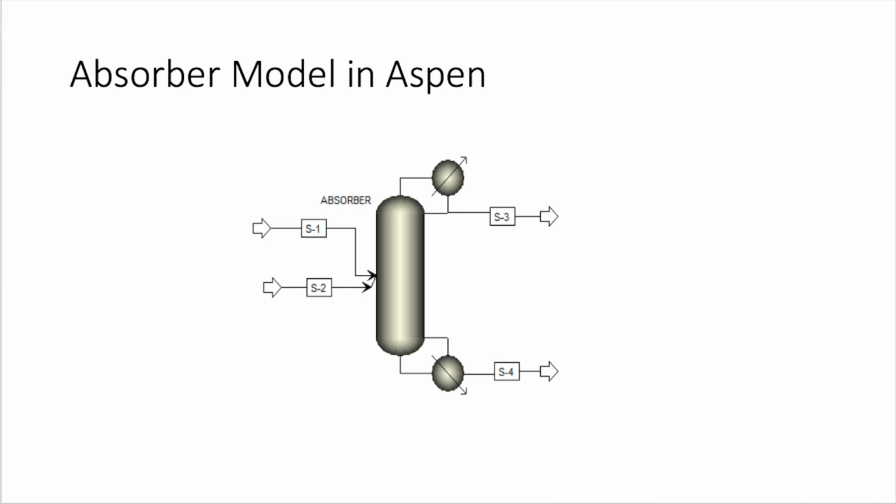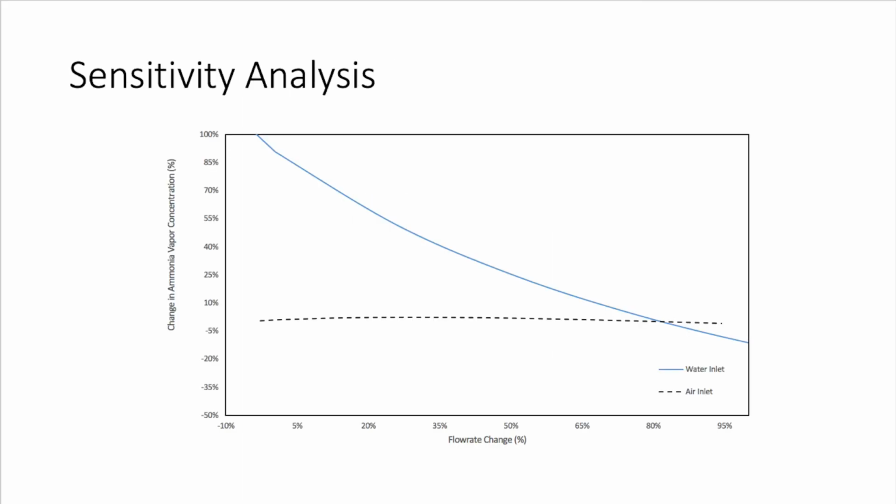Stream 1 contained pure water, while Stream 2 contained a mixture of air and ammonia. For the outlet streams, Stream 3 contained air with small amounts of ammonia, and Stream 4 contained ammonia and water. A sensitivity analysis was used to determine how the flow rates of water and air affected the concentration of ammonia in Stream 3. Water was varied between 8 and 28 moles per minute, while air was varied between 4 and 9 moles per minute.